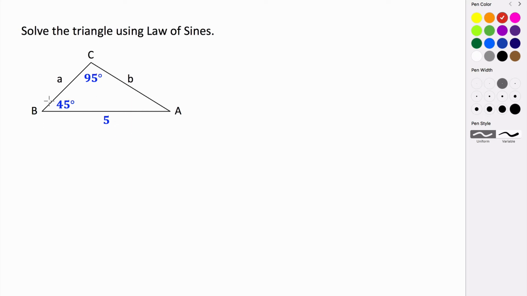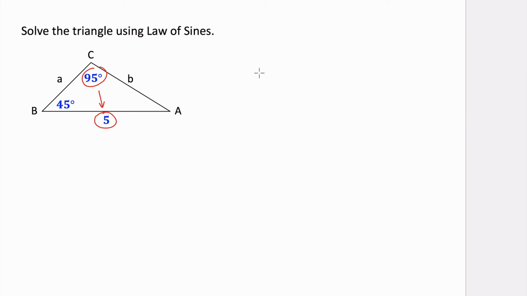For this triangle, we're given that angle B is 45 degrees, angle C is 95 degrees, and side length C is 5. So what kind of triangle is this? Well, we're given two angles and the non-included side. That means this is an angle-angle-side triangle, which is one of the types that we can use law of sines for. And do we have an angle-side pair? Well, we do. We're given side C and angle C, and that forms an angle-side pair. So we're going to solve this triangle using law of sines.